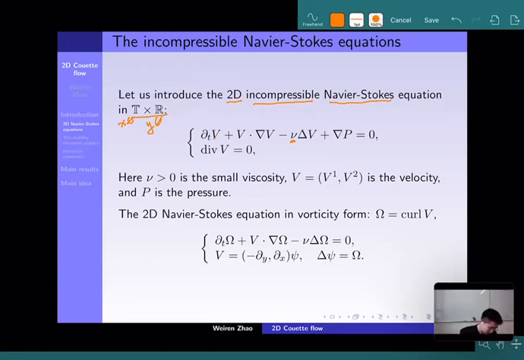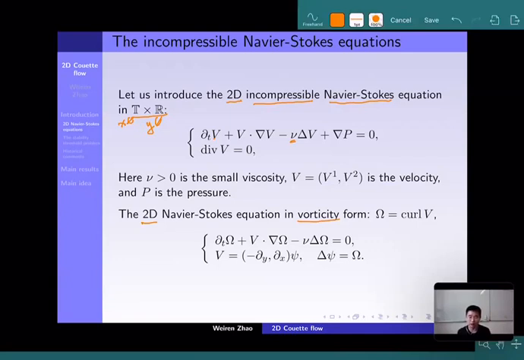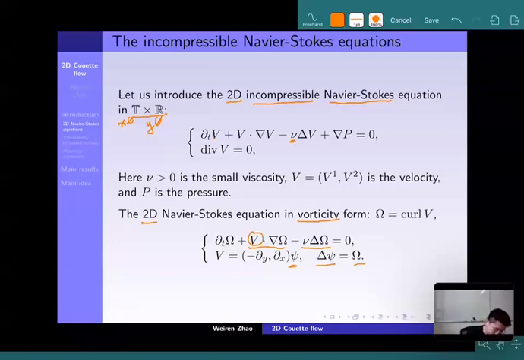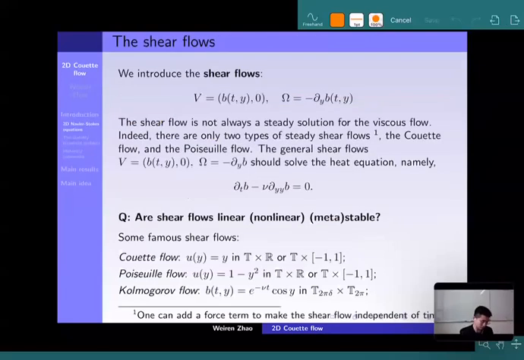In the 2-dimensional setting, it is natural to introduce the vorticity, which is the curl of the velocity, and then we can write down the equation of the vorticity, which satisfies this transport diffusion equation. We have the transport term and the diffusion term. The velocity V can be recovered by the famous Biot-Savart law. You introduce psi, the stream function, so V is the gradient perp of psi, and the Laplacian of psi is the vorticity. This is the basic setting of the equation, and in the 2-dimensional case this equation is globally well posed for large initial data.